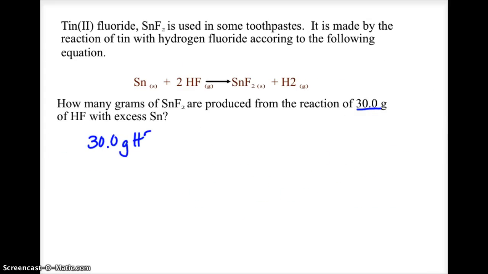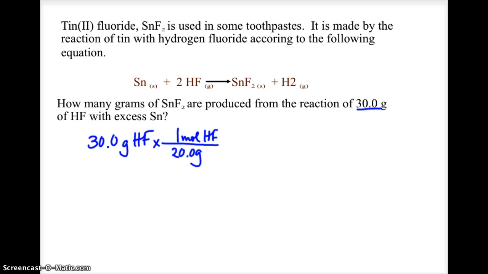You may also see, like in your homework problems, this could potentially be in a book problem, a problem like this where tin 2-fluoride is used in some toothpaste. It's made by the reaction with tin and hydrogen fluoride according to the following equations. Here it says how many grams of SnF2 are produced from the reaction of 30 grams of HF with excess tin. Well, since you know that the tin is in excess, that means the HF is the limiting reagent, and that is what you're going to start your calculations with.